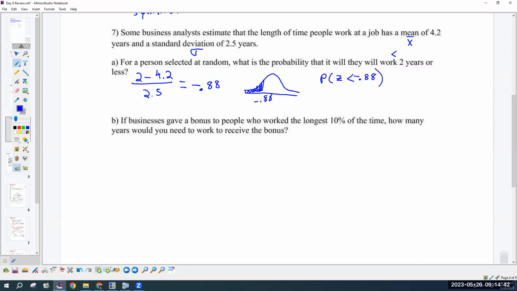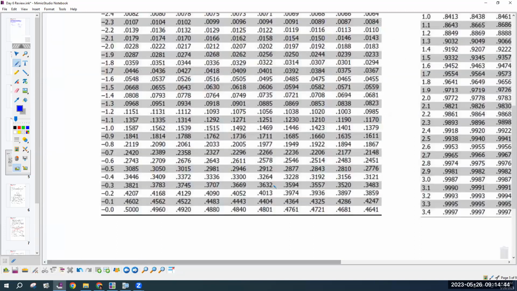Now I'm going to use my tables for this. Let's see if I have one loaded. Oh, I do. Hooray. All right. So negative 0.88. Oh, look at that. So here's negative 0.8. And I know this is 0, 1, 2, 3, 4, 5, 6, 7, 8. So 19 or 18.94%.